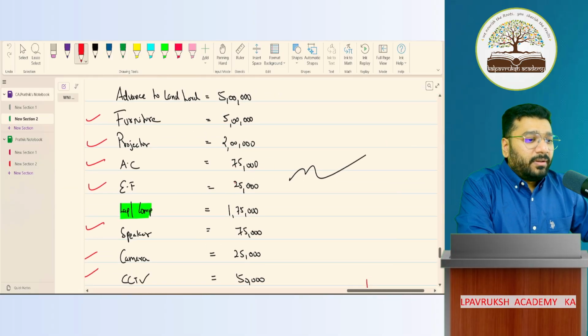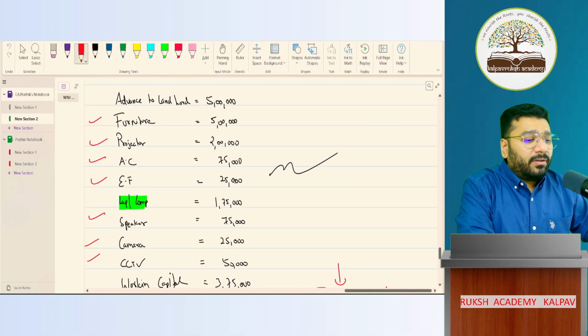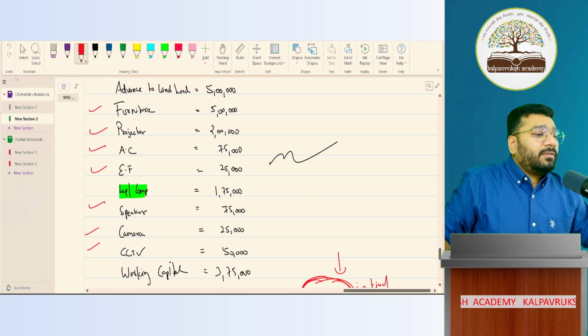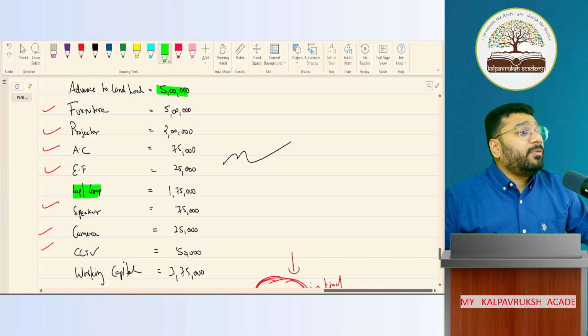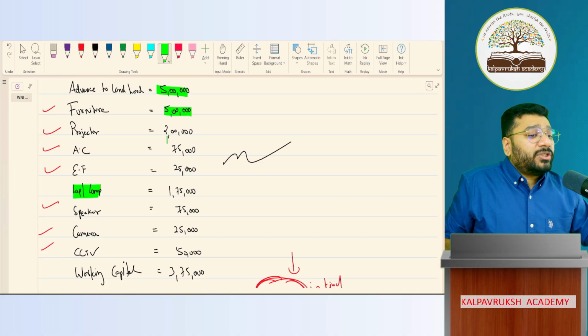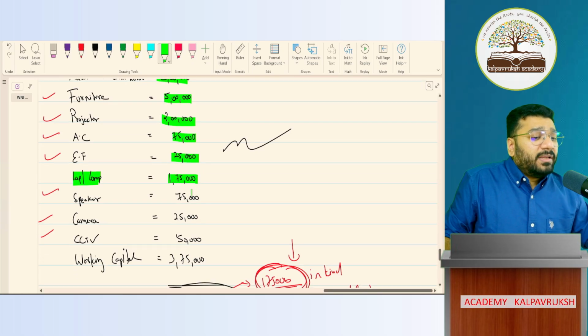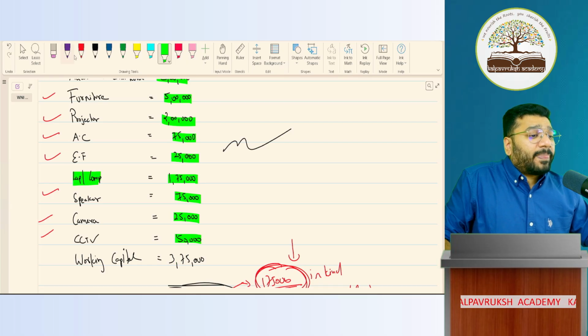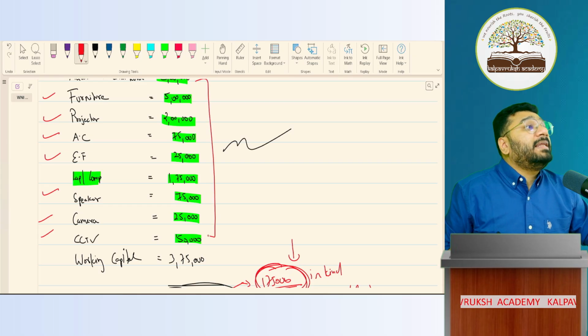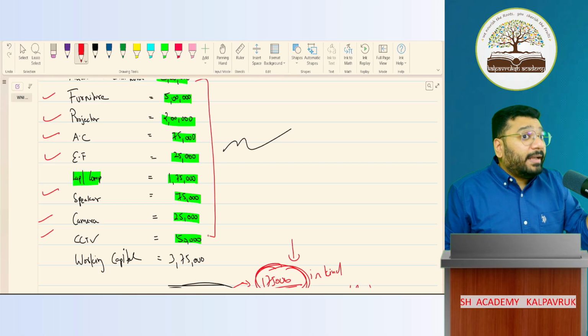Remember, I wanted to start an academy. To start the academy, these are the minimum things I wanted. I wanted 5 lakh rupees towards the advance to pay to the landlord, 5 lakh for furniture, 2 lakh for a projector, 75,000 for AC, 25,000 for electrical fitting, 1.75 lakh for laptop PC, 75,000 for speaker, 25,000 for camera, and 50,000 for CCTV. And apart from that, money for my monthly expenditure until I get any income.